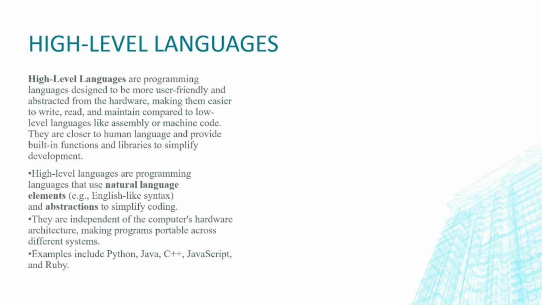High level languages. High level languages are programming languages designed to be more user friendly and abstracted from the hardware, making them easier to read, write, and maintain compared to low level languages like assembly or machine code. They are closer to human language and provide built in functions and libraries to simplify development. High level languages are programming languages that use natural language elements, such as English like syntax and abstractions, to simplify coding. They are independent of the computer's hardware architecture, making programs portable across different systems. Examples include Python, Java, C++, JavaScript, and Ruby.